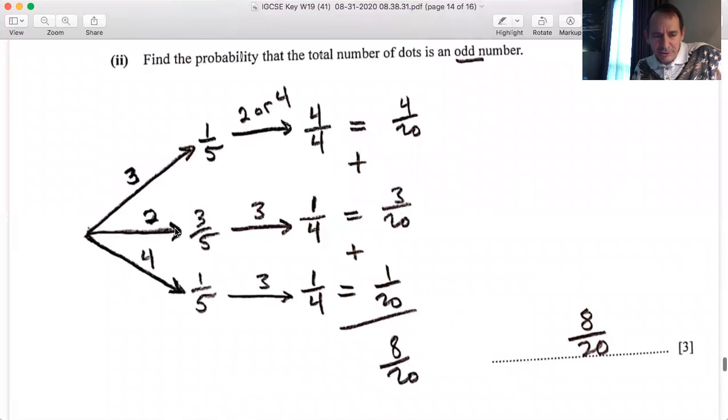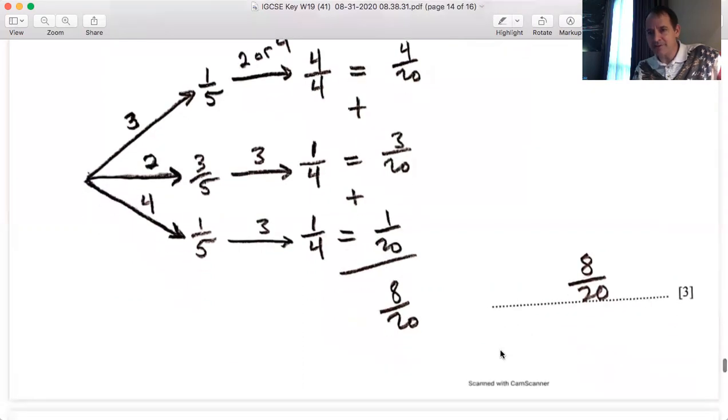If he had drawn the 2-dot card, then to get an odd number, you obviously can't draw another 2 or a 4. You could only draw the 3-dot to make an odd number. So 3/5 times 1/4 is 3/20. If you drew the 4-dot card, then the only one that you could draw to get an odd number is the 3-dot card also. 1/5 times 1/4 is 1/20. You add these up and you get 8/20 or 4/10.